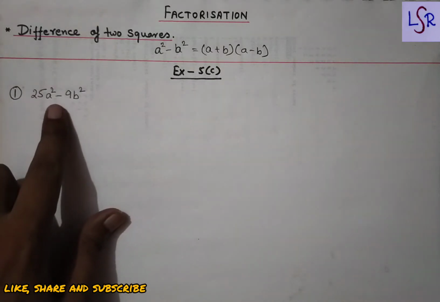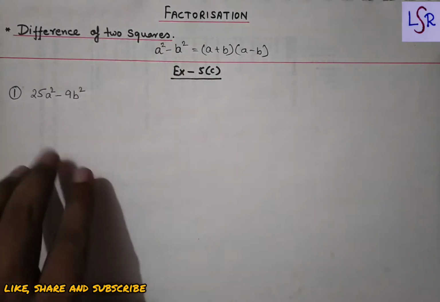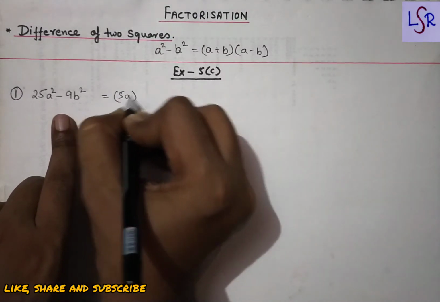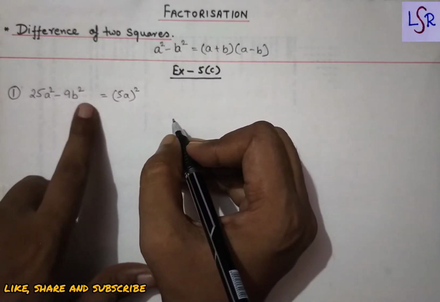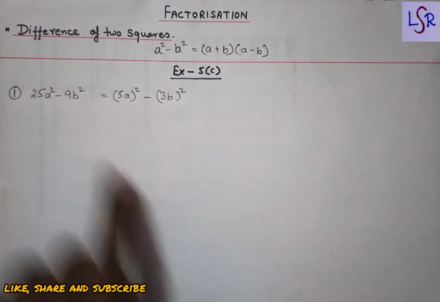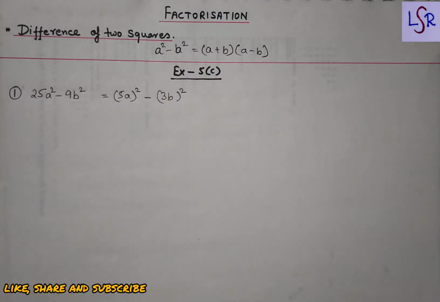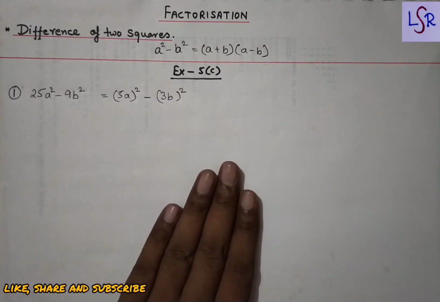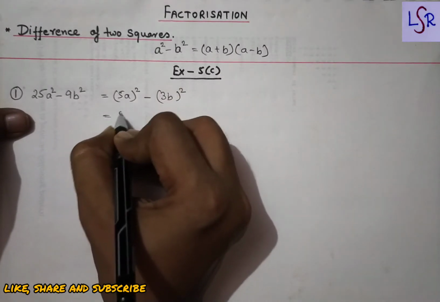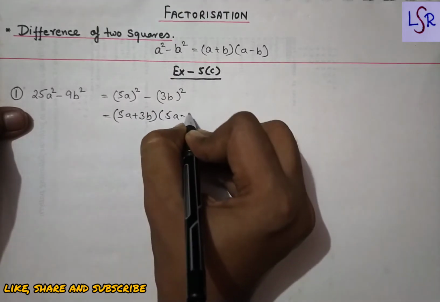We are having 25a square minus 9b square. First of all, we are going to convert this into the form of a square minus b square. And for that, we are going to write this one as 5a to the whole square, and this minus 9b square can be written as 3b to the whole square. Now after writing this, we have got this one in the form of a square minus b square, where in place of a we are having 5a, in place of b we are having 3b. Now we are going to write this into this form, and we will be getting 5a plus 3b and 5a minus 3b.